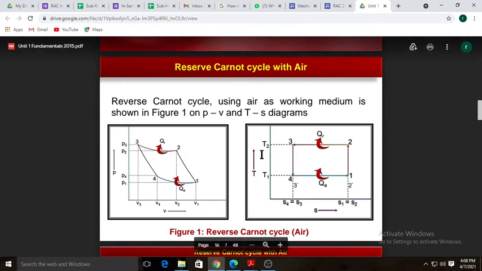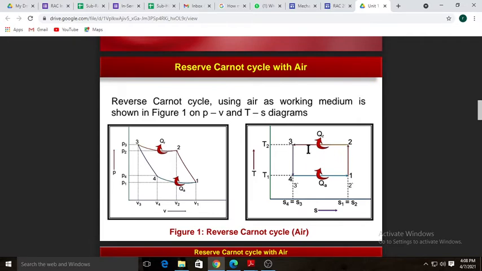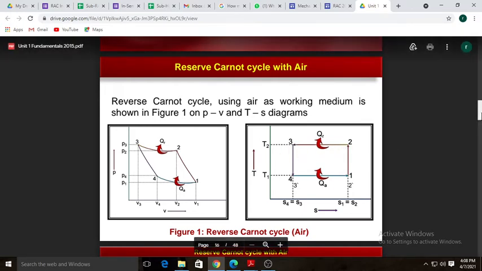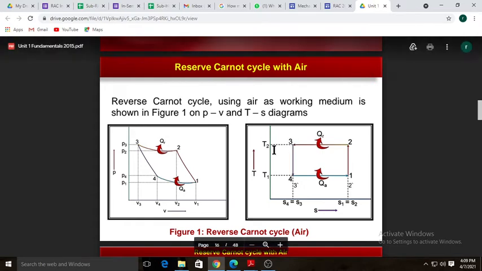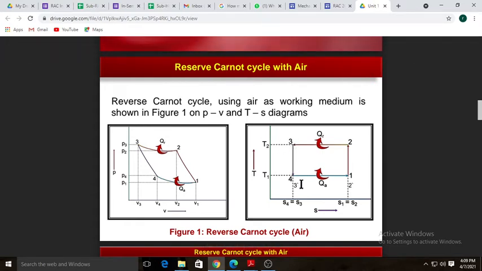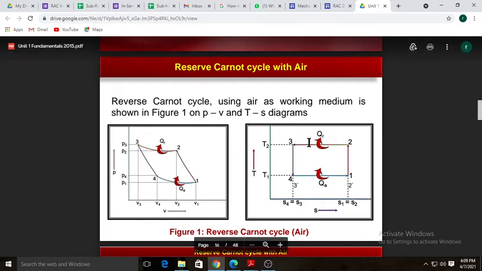That's why you can see on this temperature line that process 2 to 3 has constant temperature T2, so we call process 2 to 3 an isothermal process. Process 1 to 2 is an isentropic process, so the entropy remains constant, meaning S1 equals S2. Process 2 to 3 is isothermal, process 3 to 4 is again isentropic, and the temperature during processes 2 to 3 and 4 to 1 remains constant.